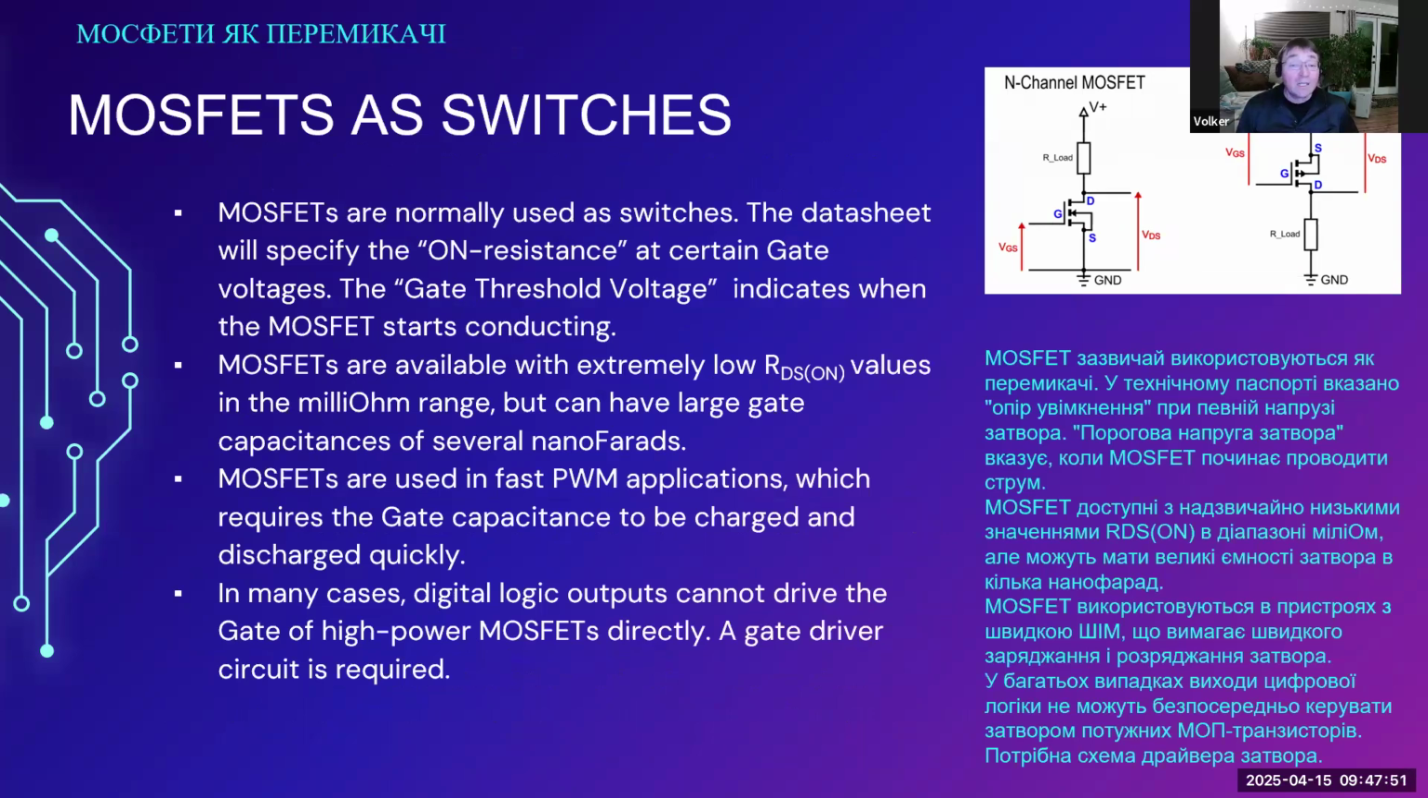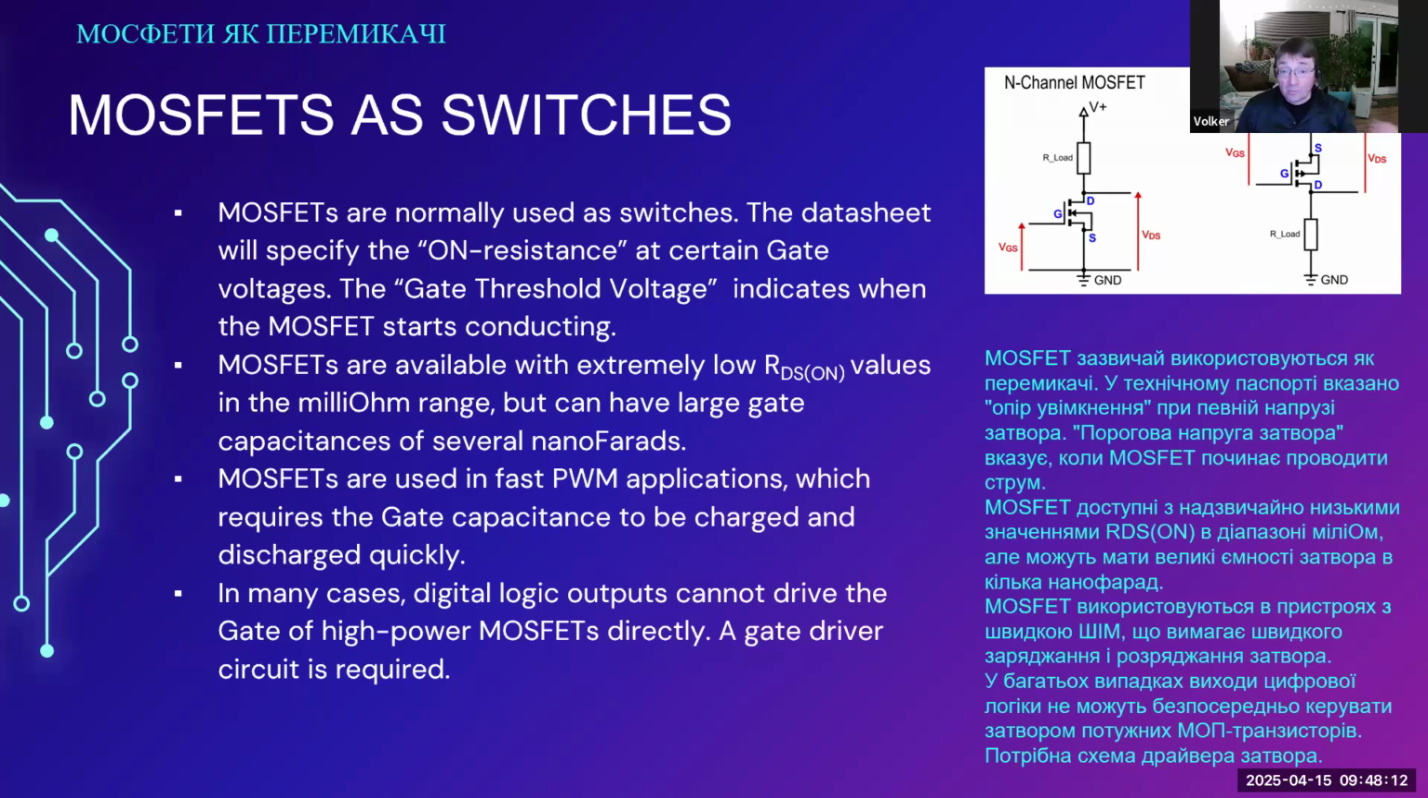MOSFETs as switches. I talked a little bit about that. I have the same image here again. Really, MOSFETs, you will only use them as switches. It is really their primary purpose. That's what they're being sold for. The data sheet will specify the on resistance. I've talked about the on resistance.